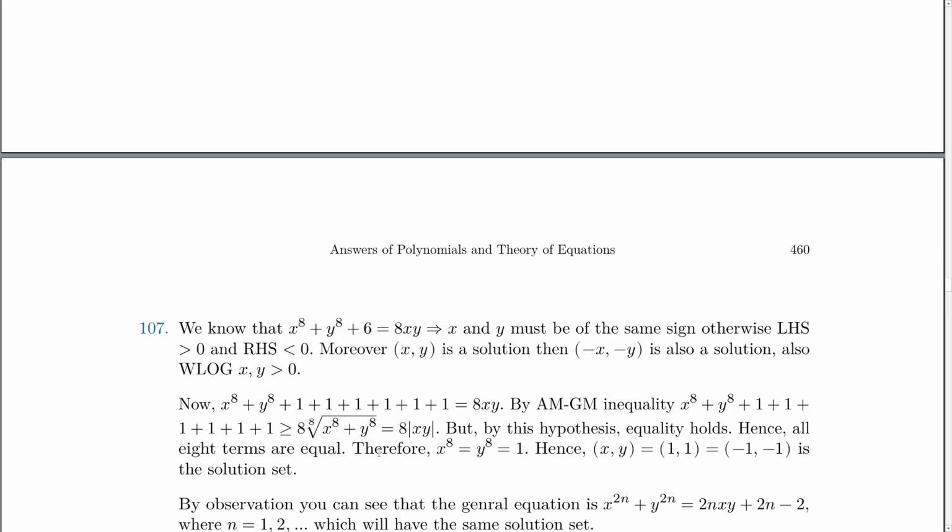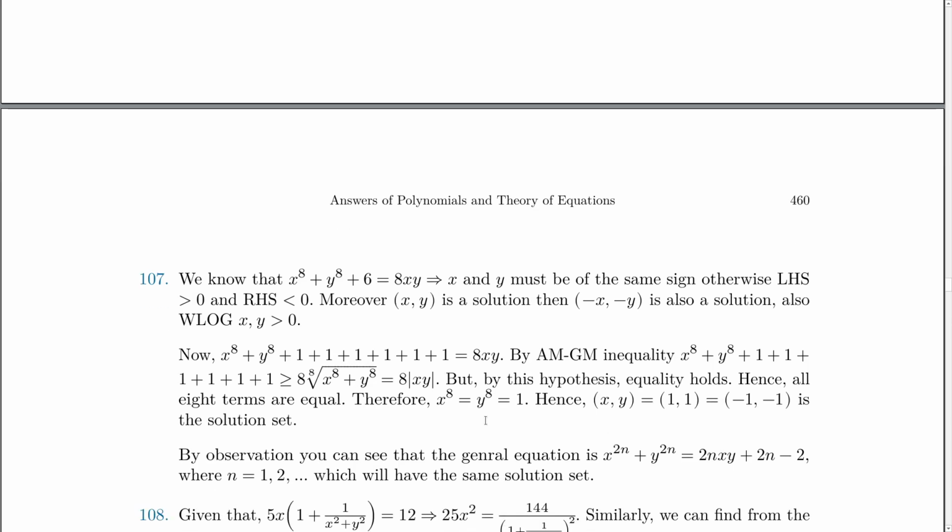Now, once we have this, you can say that x to the power 8 is equal to y to the power 8 is equal to 1, and therefore (x, y) is (1, 1) or (minus 1, minus 1). Now, by observation, you can see that the general solution of this is x to the power 2n plus y to the power 2n is equal to 2n xy plus 2n minus 2, where n is equal to 1, 2, and so on. You'll have the same solution set.